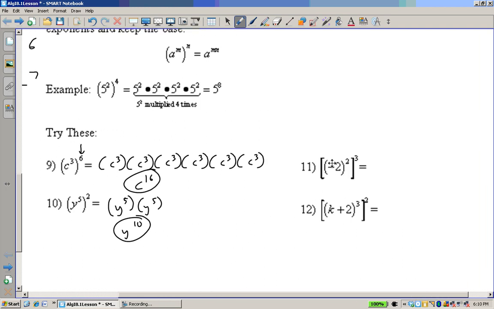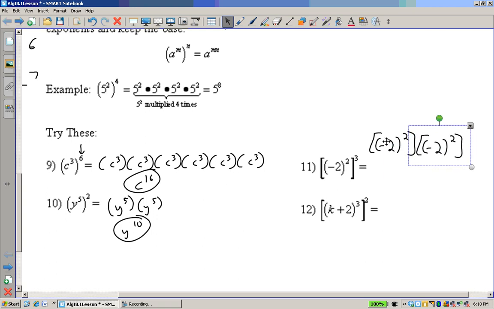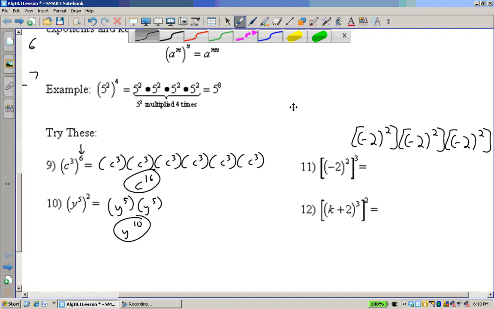Negative 2 raised to the 3rd. Now 2 groups of those. So I'm going to do a carbon copy, exactly 3 of these. So 1, 2, 3. So there's 3 exact copies. So what can we tell from that? Well, we have 2, 4, 6 of these.